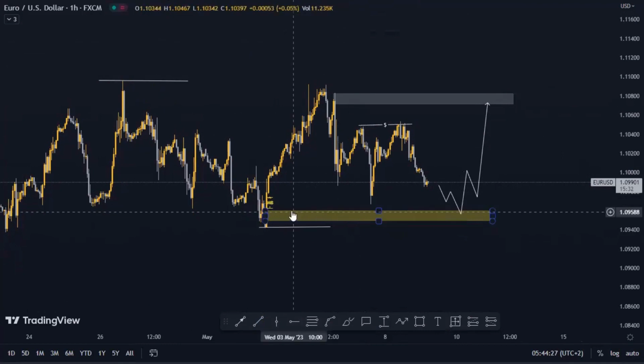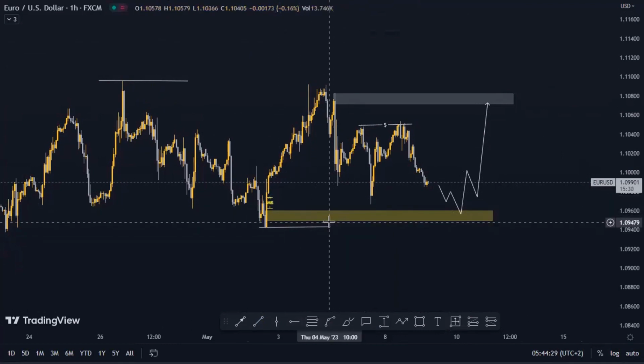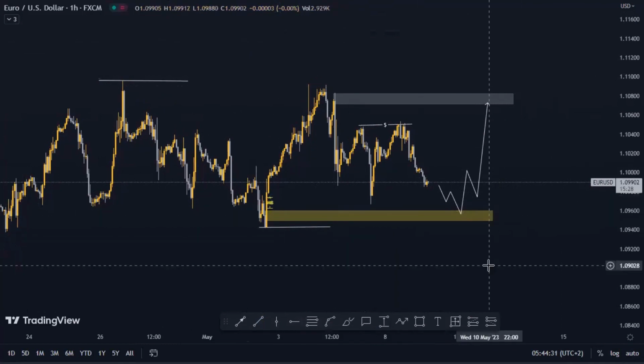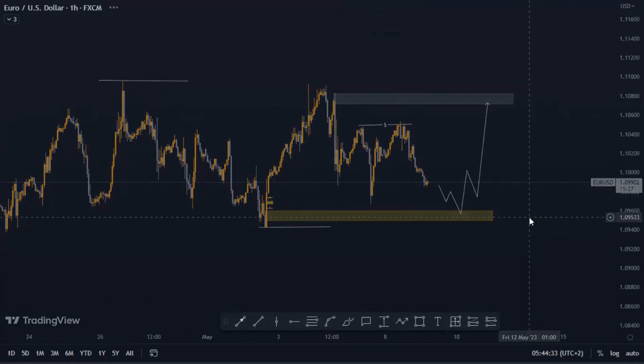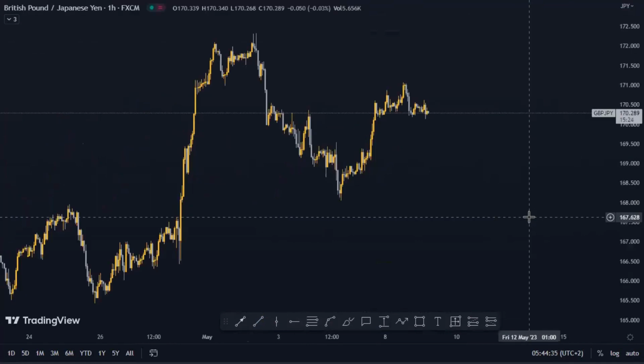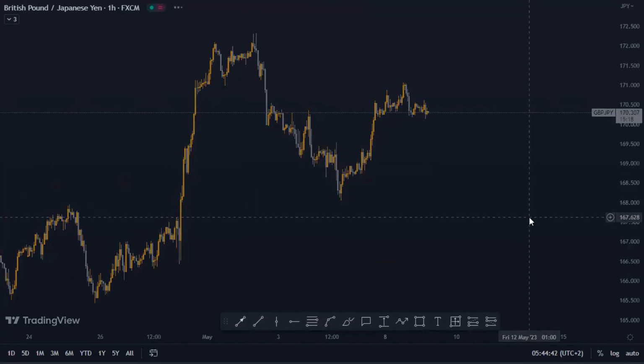First reaction, remember, was due to the imbalance. Now we have to come back to get the order block and then push to the upside. Right. Next pair, pound yen. Let us see this on a 4 hour time frame.